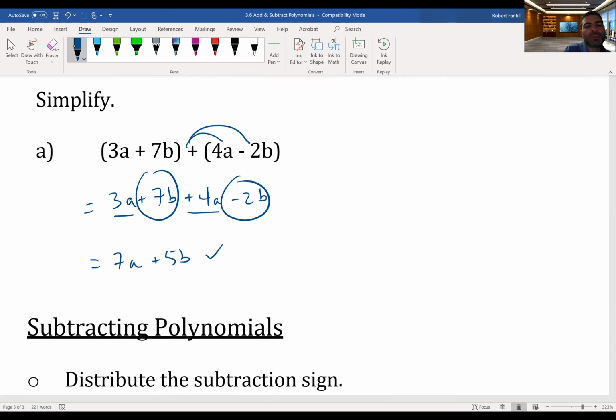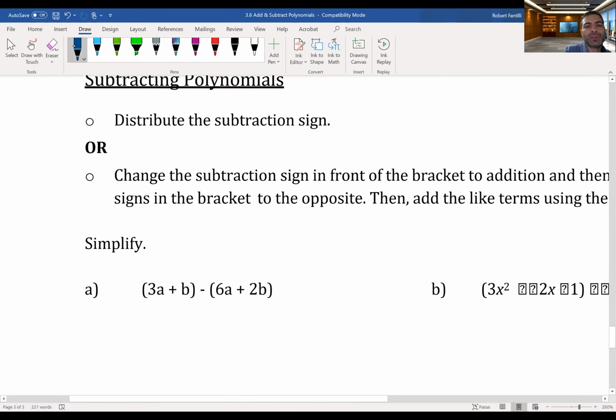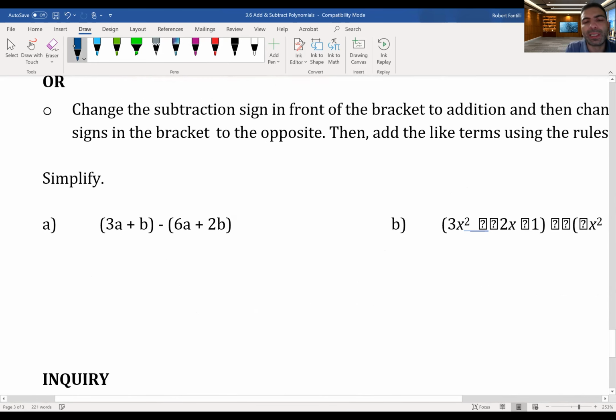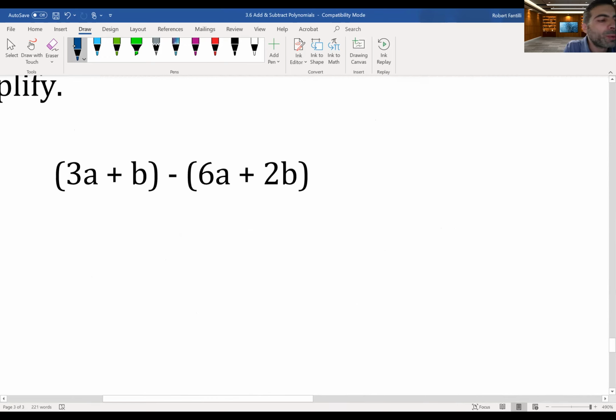Subtracting polynomials, that's where the strategy I just taught you a second ago is important. So they're giving you 2 methods. What they're saying here, and I apologize, the next example shows up weird here. Hopefully it doesn't show up like that on your handout. I'll correct that in a second. 3a plus b, and remember, imagine there's a negative 1 and a 1 there. So this time we're going to take the negative 1 and distribute it. What the question is saying in the learning goals is that if you want, you could just change this to addition and then change the signs in the brackets. So you're going to get 3a plus b plus negative 6a, plus negative 2b.